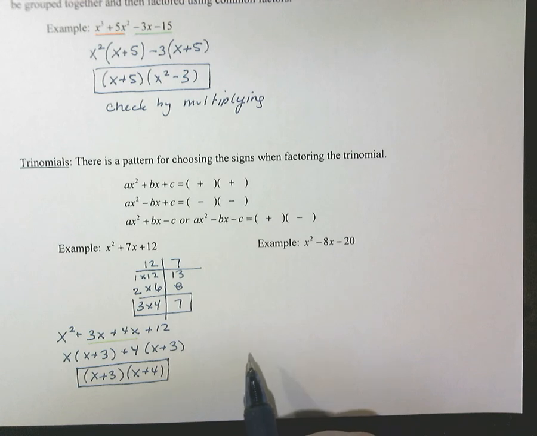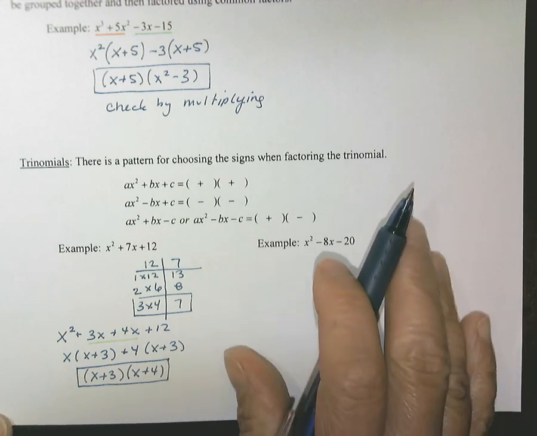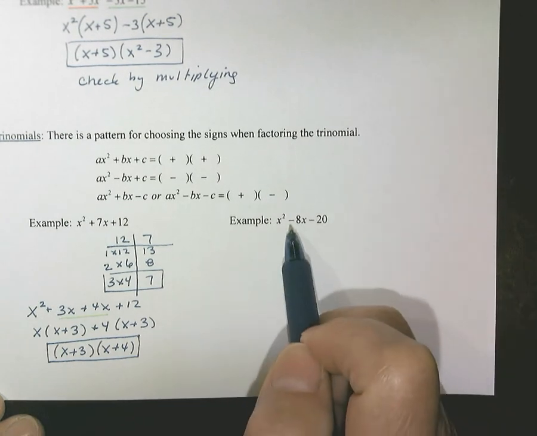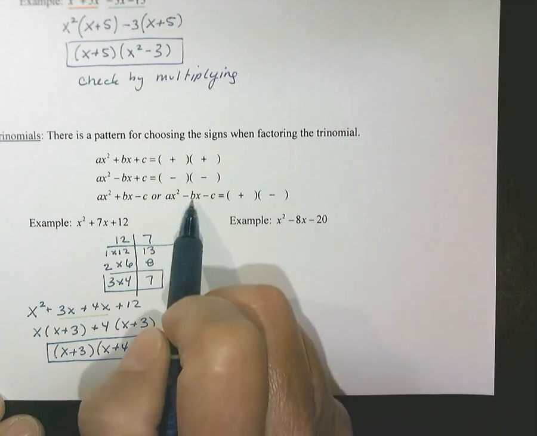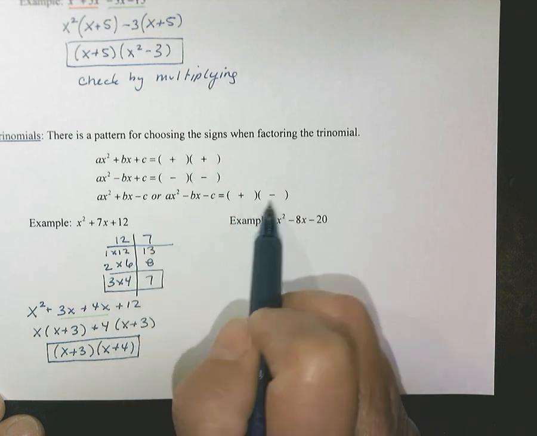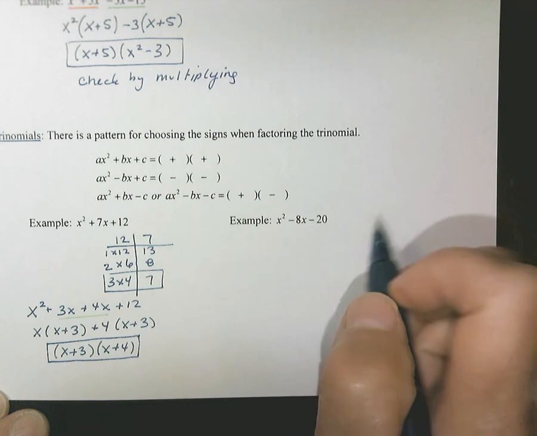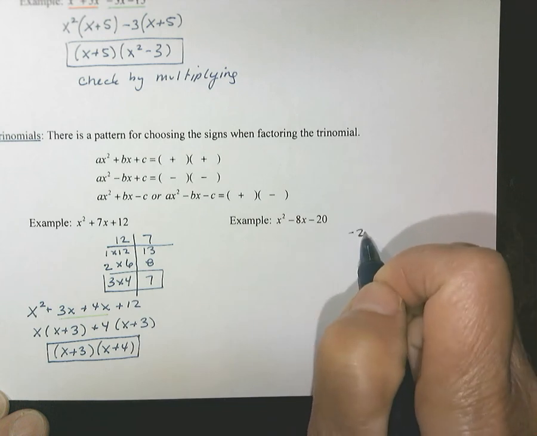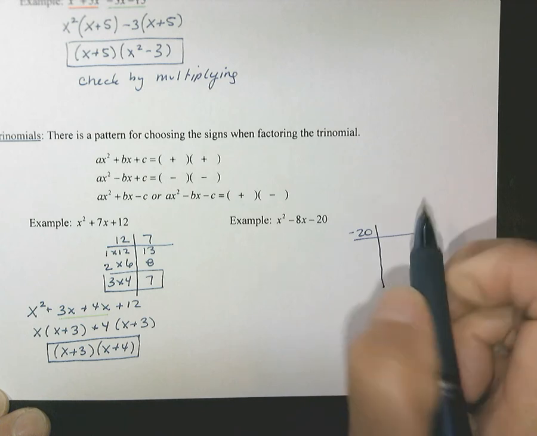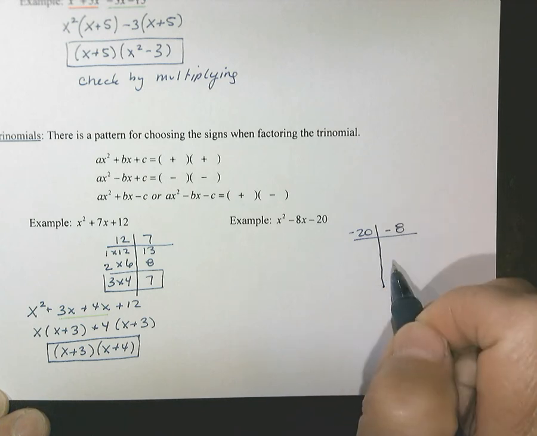So my next example has an x squared minus 8x minus 20. So this is different. I have a minus sign and a minus sign. When I look back up the patterns, as long as the last term is a negative, I know I'm going to have two different signs. One's positive and one's negative. So that makes a difference. I'm going to put a negative 20. I want to multiply two things to make a negative 20 that add up to negative 8.